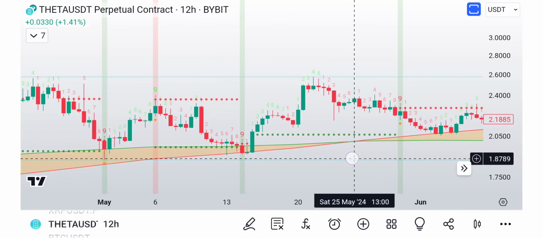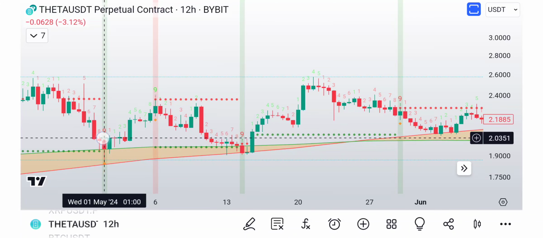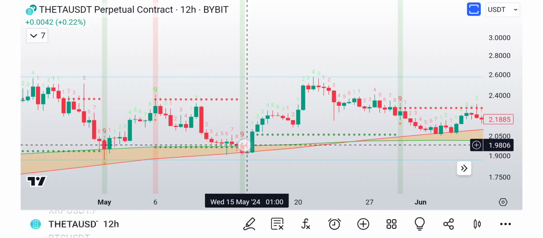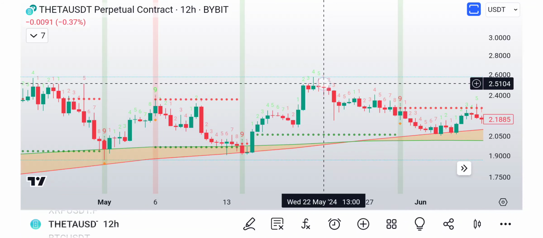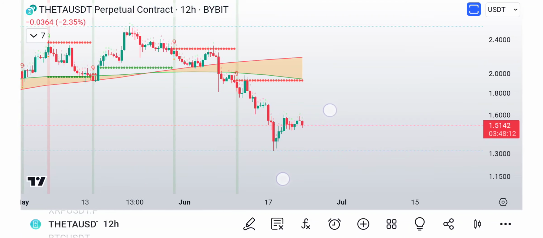So this one was actually pretty decent here. You came up, you had a 9 sell, or actually you had a 9 buy. You came up, you had a 9 sell. You came back down, you had another 9 buy, and then you came back up. So that was a good little range in there to follow.